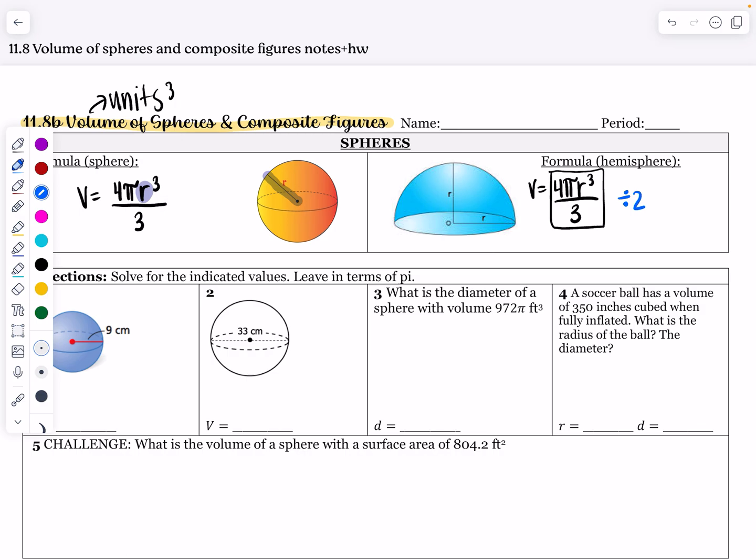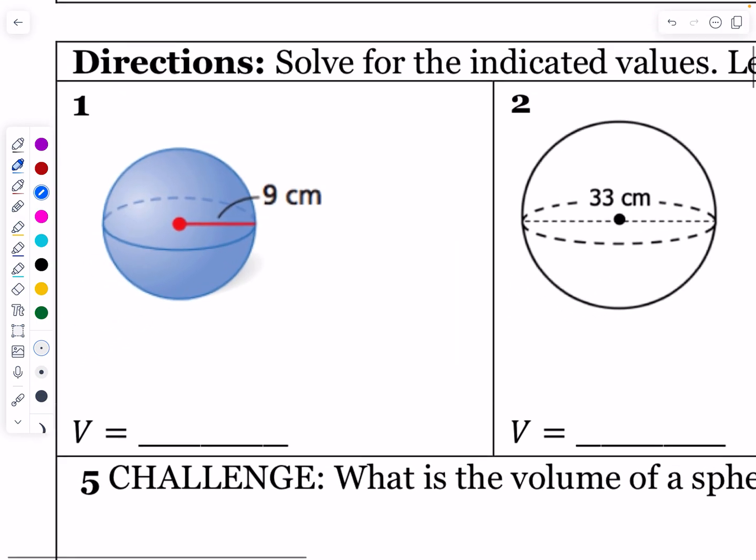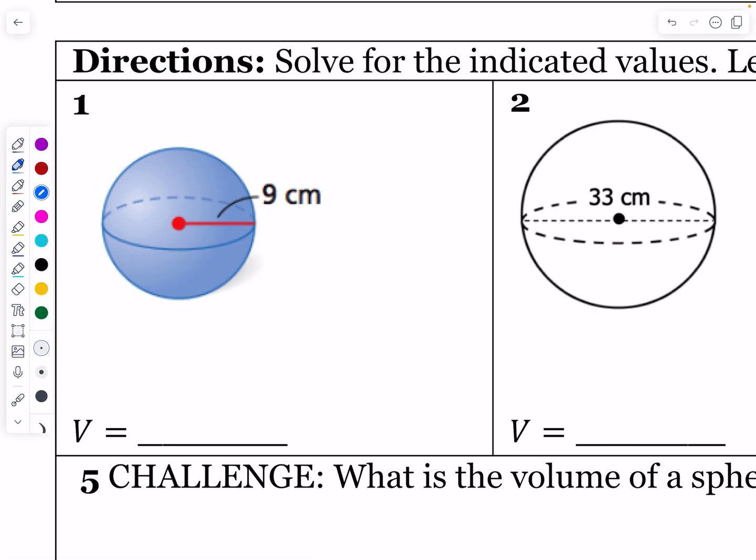So it says directions, solve for the indicated values, leave in terms of pi. And so for our first problem, we're just going to go ahead and plug this directly in. Our radius is 9. So for my volume formula, I'm going to have 4 pi 9 cubed divided by 3.